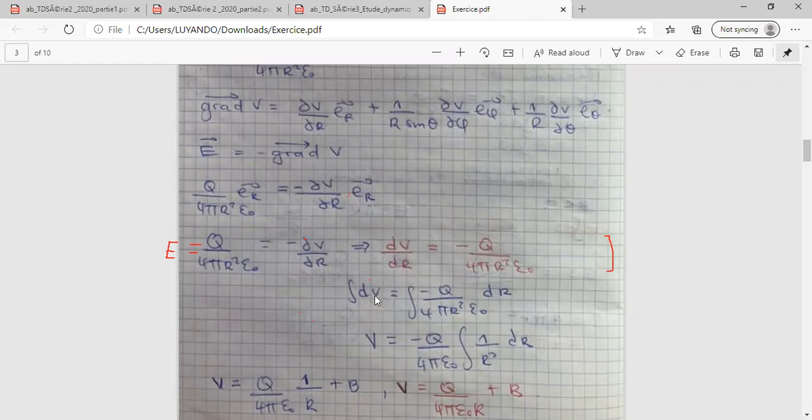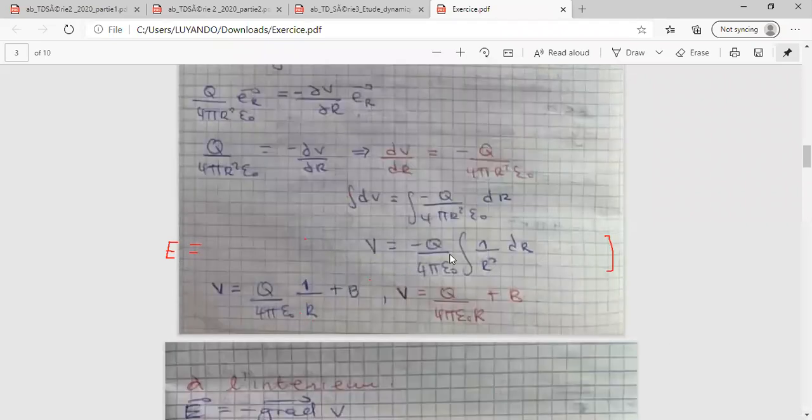And then for me to have my V, I'm going to integrate dV, so I'm integrating both sides. What I'm going to have as my V is this expression here. Because this is dr, I'm expressing it in terms of dr, so my r will have to be separated. I'm going to have the constant, which is negative Q over 4 pi epsilon 0, times the integral of 1 over r squared dr. And what's the integral of 1 over r squared?